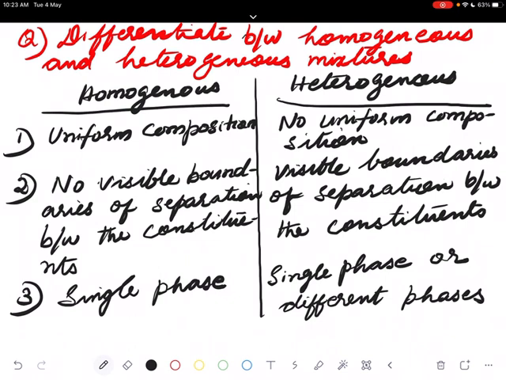See, a mixture of sand and common salt is regarded as a heterogeneous mixture. No doubt, these are present in the same phase, the solid phase, but have clear boundaries of separation. The particles of sand and common salt can be easily seen in the mixture. So these are the differences between homogeneous and heterogeneous mixtures.